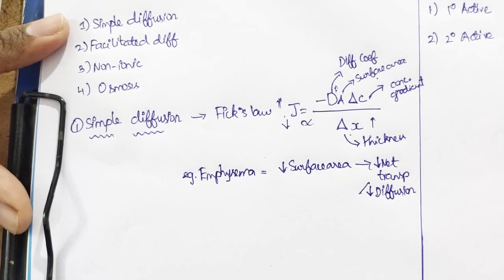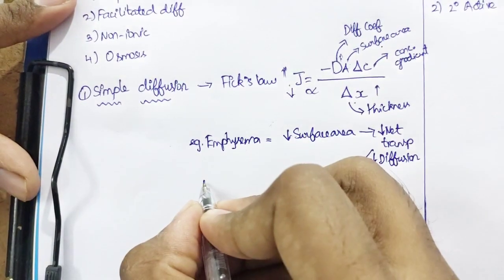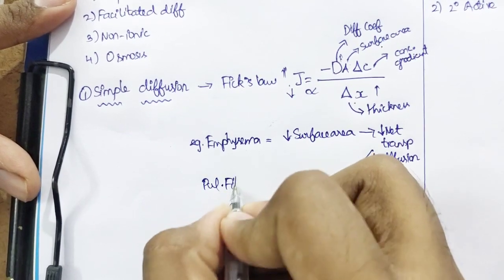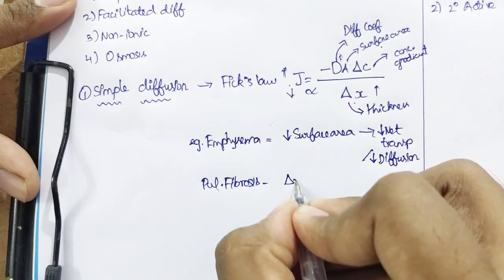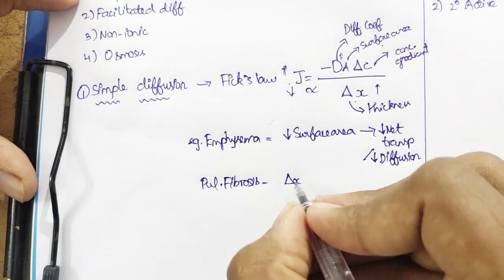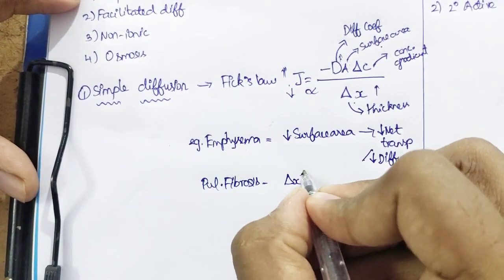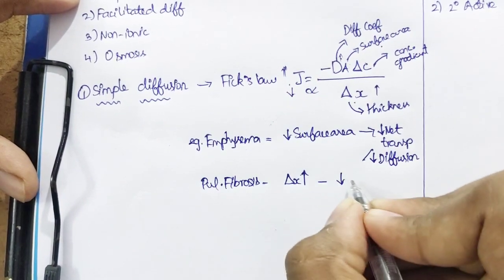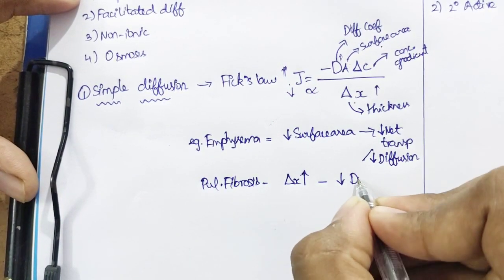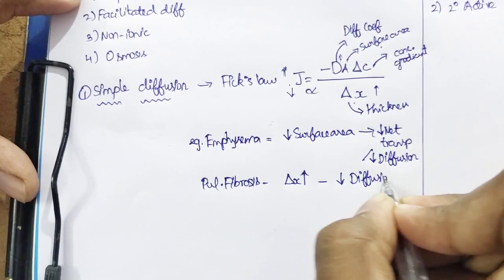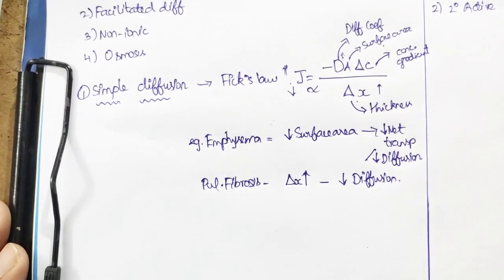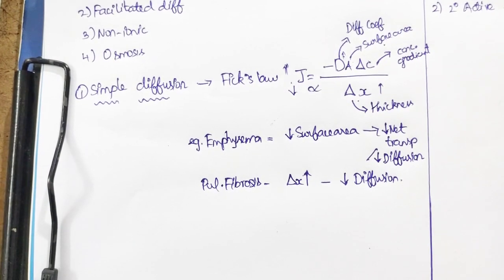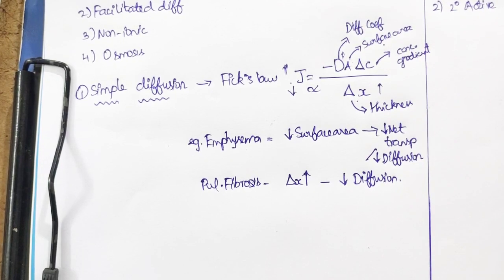Okay, I will give another example. What if there is pulmonary fibrosis? In pulmonary fibrosis, the thickness of the respiratory membrane is obviously increased, thereby decreasing the diffusion capability of the gases. I hope you understand. Always thickness is inversely proportional to the net transport. Yes, the next is facilitated diffusion.